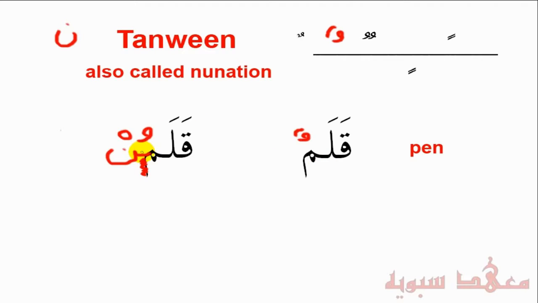Now, what does tanween indicate? The main thing it indicates is indefiniteness. So here, qalamun would be a pen.